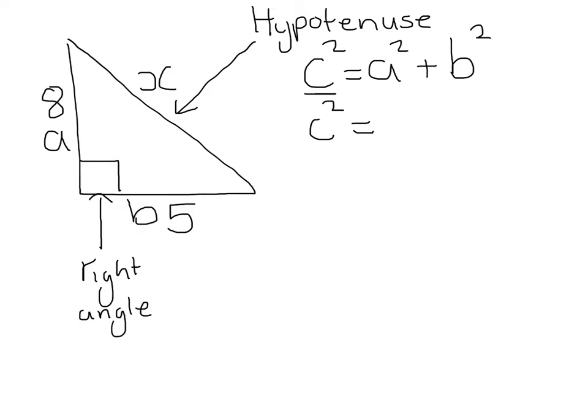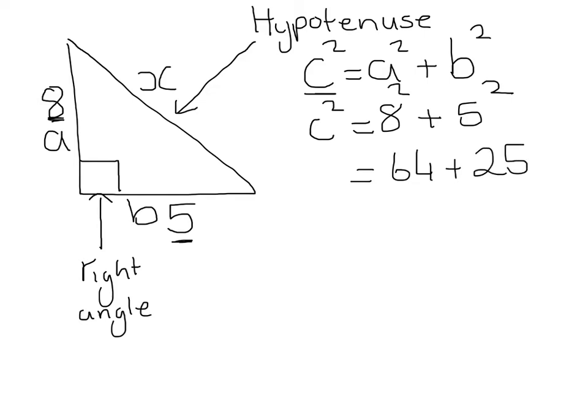Right, now wherever we see A, we're going to put an 8 in. And wherever we see B, we're going to put 5 in. Okay, 8 and 5. Right, so A is 8, so we're going to have 8 squared plus, and where B is a 5, so that is 5 squared. Right, now we're going to work out what 8 squared is and 5 squared is. So that's going to be 64 for the 8 squared plus 25 for the 5 squared.